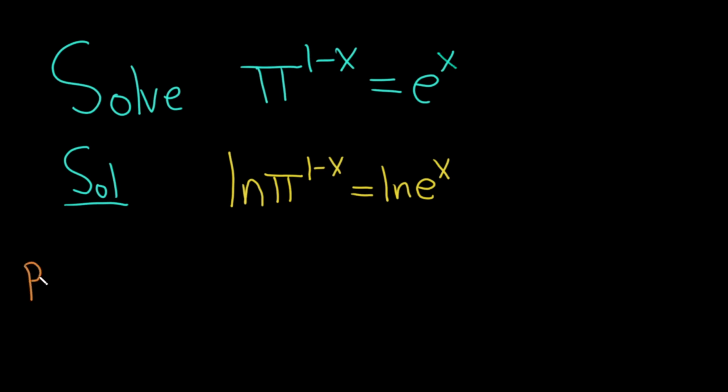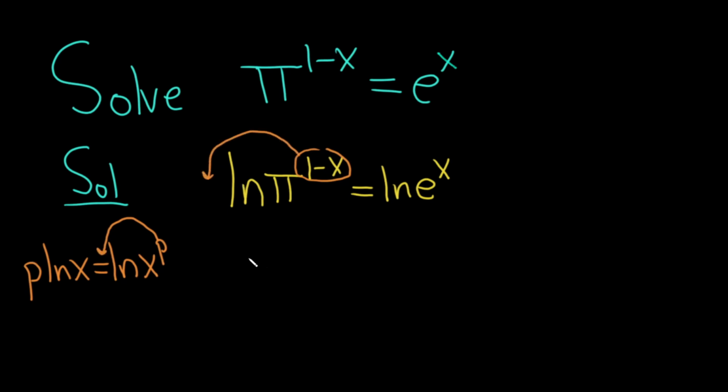So if we have the natural log of x to the p, that's the same thing as p times the natural log of x. So our p here is this piece here. So notice you can just take the little p and put it in the front, which we did here. So this is 1 minus x times the natural log of pi. And that's equal to, here, this is a very powerful formula. If you have the natural log of e to the x, this is just x. So this goes away and you just get x.